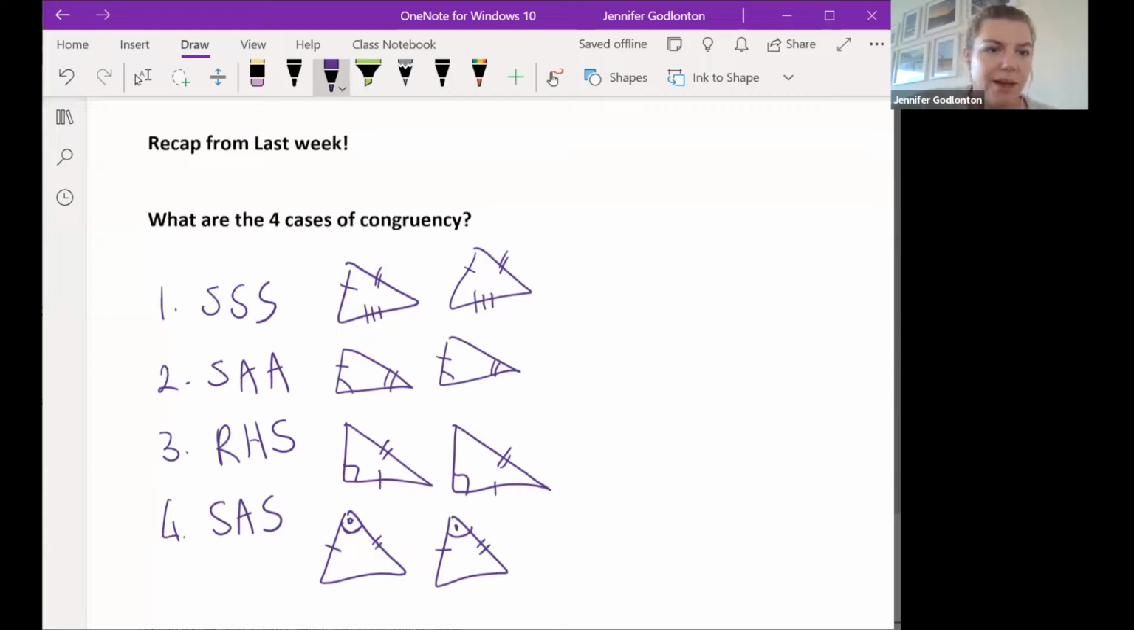Okay. Marilla, how can I help? Miss, what does RHS stand for? RHS stands for right angle. That's the R. And then the H stands for hypotenuse, and the S stands for side.